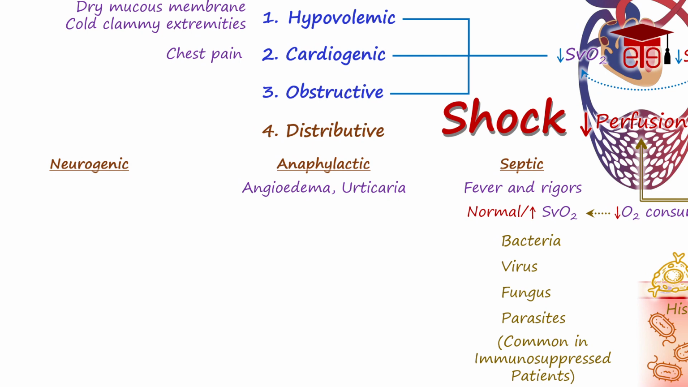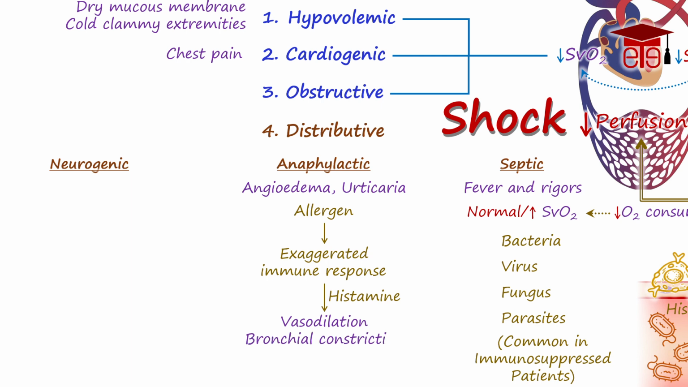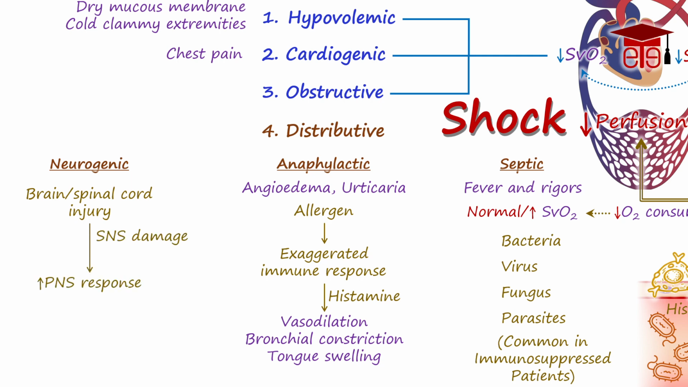Anaphylactic shock occurs due to a severe allergic reaction where an allergen enters the bloodstream, prompting an exaggerated immune response. This leads to a massive release of histamine, causing systemic vasodilation, bronchial constriction, and tongue swelling. Neurogenic shock is caused by severe traumatic brain or spinal cord injury, which compromises the sympathetic nervous system. This results in an unopposed parasympathetic response, leading to decreased vascular resistance and vasodilation. Neurogenic shock typically occurs with spinal cord injuries above the level of T6.